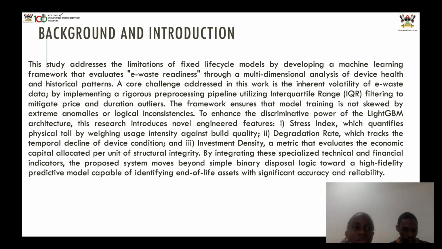So, with a background and introduction, this study addresses the limitations of fixed life cycle models by developing a machine learning framework that evaluates e-waste readiness through a multidimensional analysis of device health and historical patterns. E-waste readiness we are looking at is an electronic device such as a TV, a phone, a refrigerator ready for disposal.